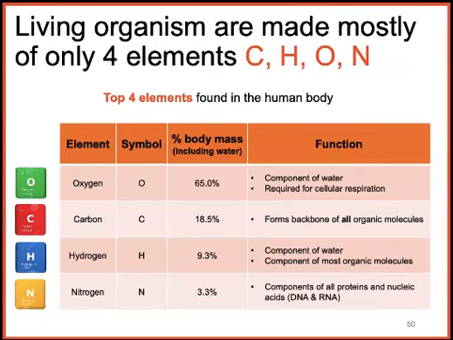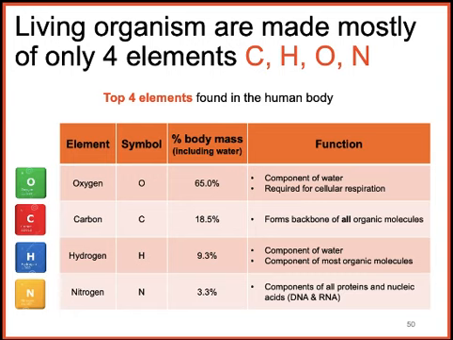So here, let's start with those top 4 elements: oxygen, carbon, hydrogen, nitrogen. Oxygen is the percent body mass, including water, H2O. 65% of our body mass is made up from this oxygen. That's crazy. It's a component of water, and it's very important for cellular respiration. You'll see the water in the electron transport chain. So it's very important.